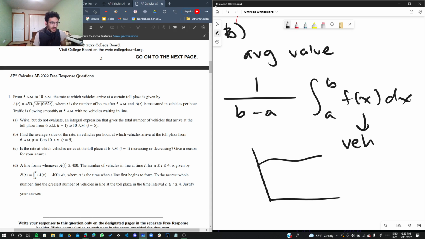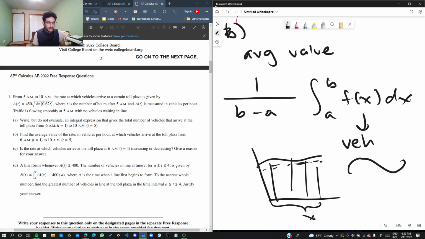So average value essentially is you take this area under the function and you divide it over that x interval. And what that gives you is the average value if you like to draw just a rectangle. So let's say you had something like this, right? The average value would give you some sort of line where you can draw across, and that rectangular area would be the same area as if you were to take the integral, right? So that's what the average value gives you.